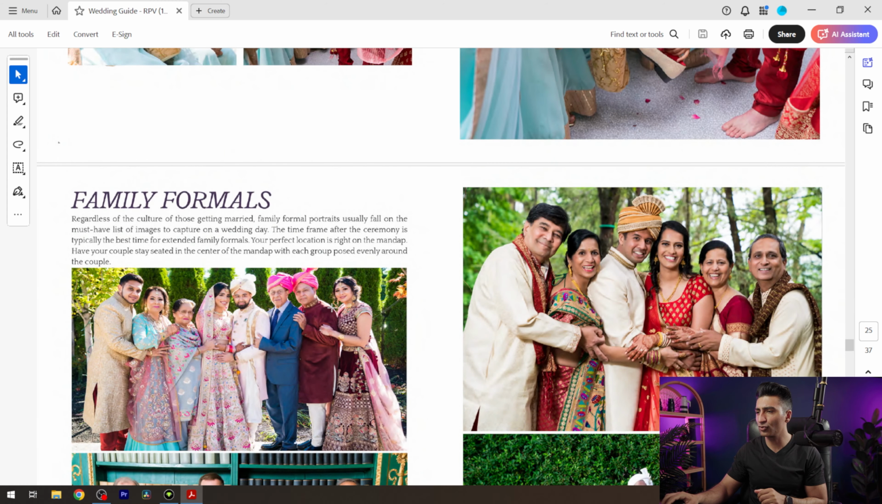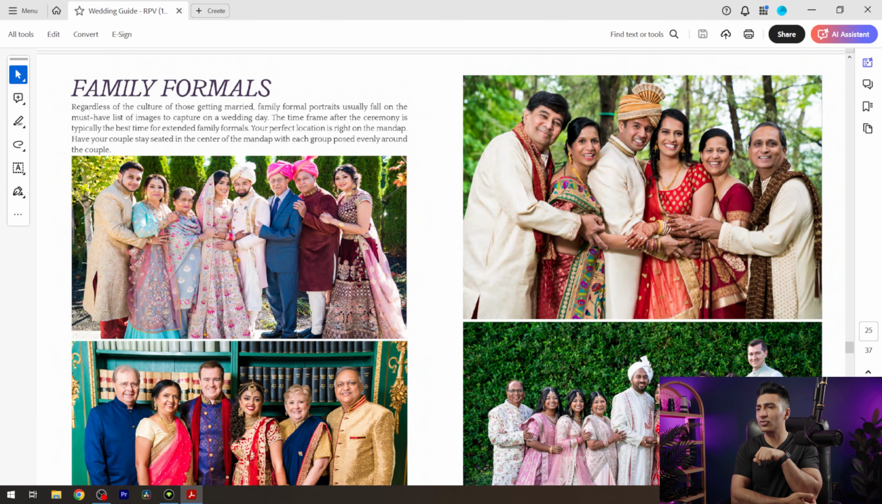As we move down to the family formal session, this is typically where we will ask the couple if they've already left the mandap to come back to the mandap to do our family formal session. Typically, we will then prioritize first our VIPs, so both sets of parents, the grandparents, immediate family members. That's who we'll start off with first. Now, what we do is highly recommend that you work with the planner to have a list of photos.